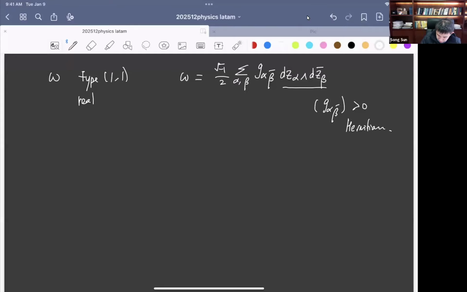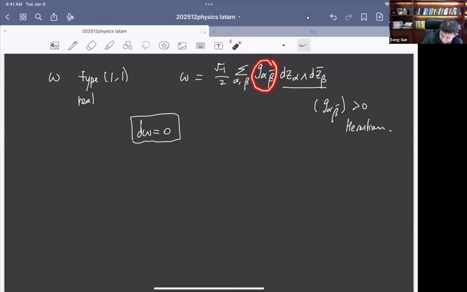And then, of course, you have the condition d omega is 0. Without that condition, you can always write omega in this form. As in Riemannian geometry, we can understand the curvature of the metric as the obstruction to making this g alpha beta-bar standard through a holomorphic coordinate change.